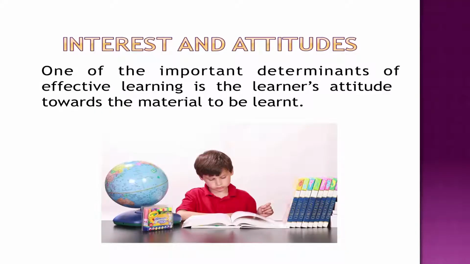Another important factor is the interest and attitudes of the learner. One of the important determinants of effective learning is the learner's attitude towards the material to be learnt. For example, if you are interested in learning and recognize that it will help you in achievement of your goals, you develop a favorable attitude towards any topic of interest and you will make sincere effort to learn and remember it. If one feels that nothing worthwhile will result from learning something, one's rate or progress of learning will be poor.